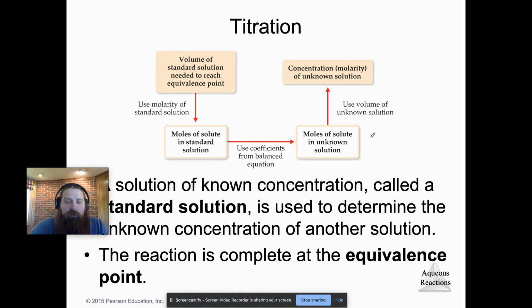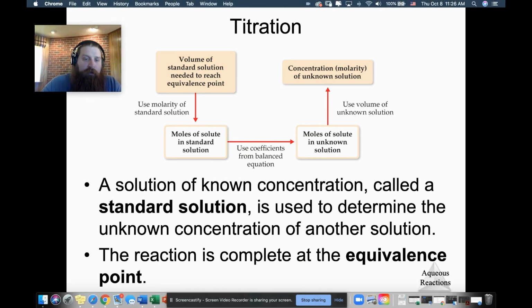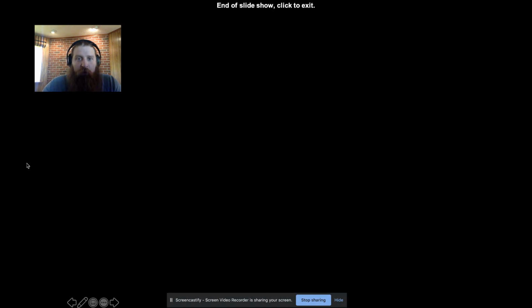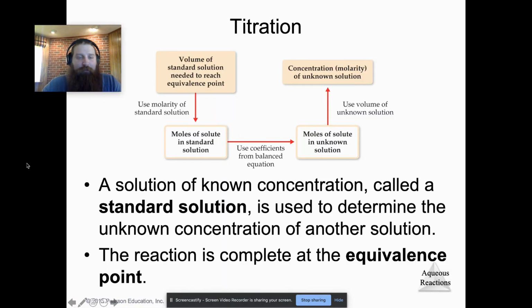In order to do this, we're going to look at what's called a standard solution. That's the solution where we know the concentration. And we're going to try to get it to go to what's called the equivalence point. The equivalence point is where the amount of standard solution in our beaker is enough to neutralize all of the unknown solution in our beaker. They are at equivalence. We'll see more about that when we get to the acids and the bases slide, but that's just a brief review.